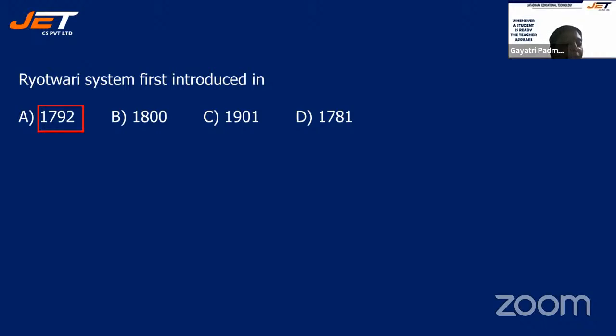In 1792 itself, the Rayotwari system got introduced. 1800 is where Thomas Munro was appointed, so you should not go by that. It says 1792. All right, let's move on to the next question.